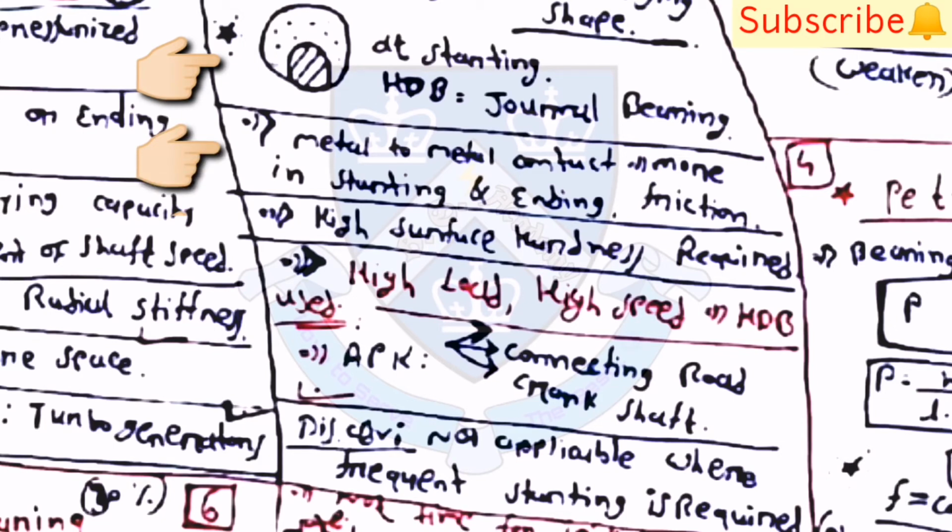Then there is metal to metal contact in the starting and ending, so friction is more and high surface hardness is required. Then high load and high speed is there, so HDB is used, and applications are connecting rod and crankshaft. Then the disadvantage is that it is not applicable where frequent starting is required.